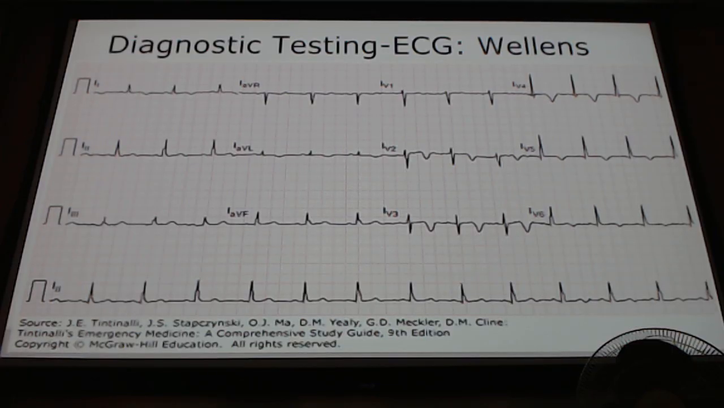Yeah, it says Wellens at the top, sorry. Yep, so where do we see it? We see those deep T waves in V2, 3, and 4. Most commonly in V2 and 3 are where we're going to see them. We also have some inversion as well in V5.